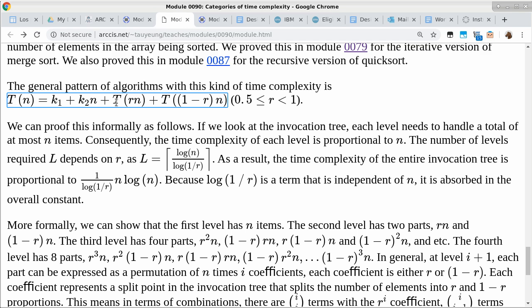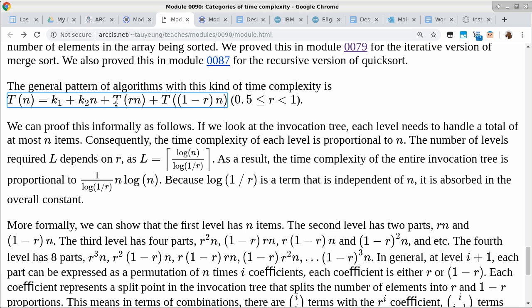But what if r is not 0.5? Well, it would be 1 over log r, right? As long as r is less than 1, it will still have the log effect. So is that okay so far?